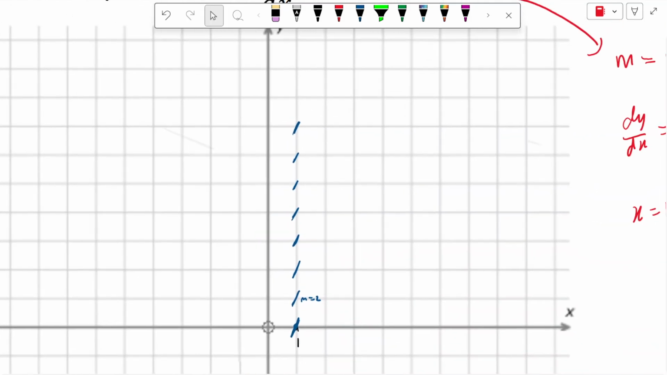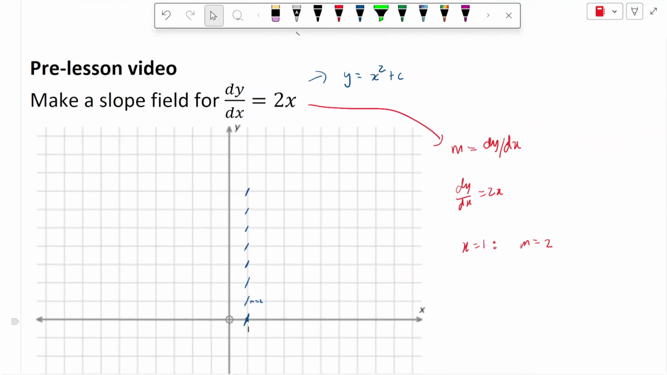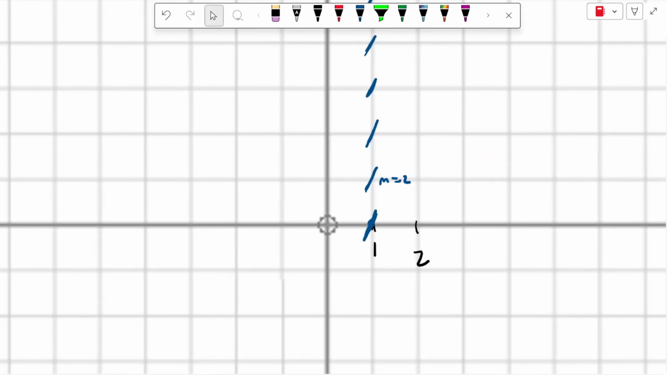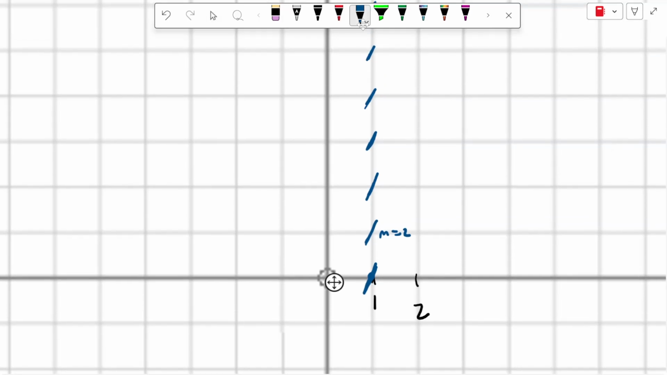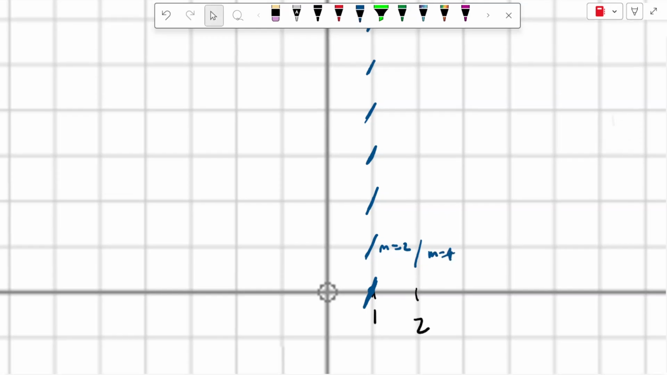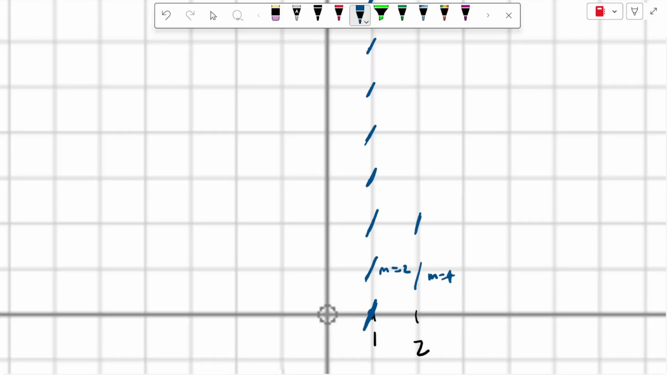You can probably see why they don't get you to draw these in exams usually. And it doesn't matter what y is at this point. When x is 2, the slope would be 4. So any points where x is 2, I'm expecting the slope to be 4. So it's going to be quite a bit steeper. It should go up 4 every time it goes across 1. So this slope will be quite a bit steeper there. So m is 4. And we can draw much steeper slopes.